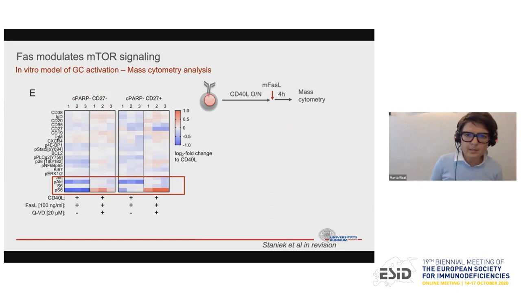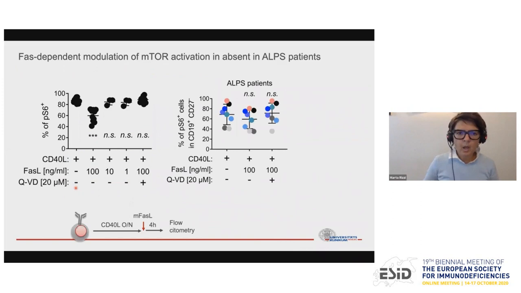non-apoptotic cells. These are primary cells stimulated with CD40 ligand and pulsed with FAS ligand. And we found that in the non-apoptotic cells, there is a modulation of the mTOR signaling pathway, here with reduction of phosphorylated AKT and phosphorylated S6, indicating that FAS can modulate mTOR signaling. We confirmed this data by conventional flow cytometry. You can see that phosphorylated S6 is induced by CD40 activation in normal B cells and modulated in a dose-dependent manner by FAS ligand. And this modulation is absent in B cells of ALPS patients, indicating that this system may be defective in ALPS patients.